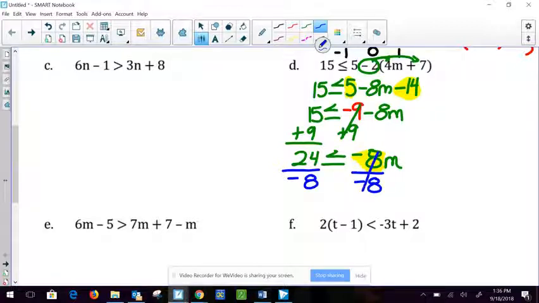When we do that, 24 divided by negative 8 is a negative 3. And instead of having a less than or equal to symbol, it now flips the opposite direction. So we have a greater than or equal to m. So when we do our graphing, this is the solution that we're going to graph.